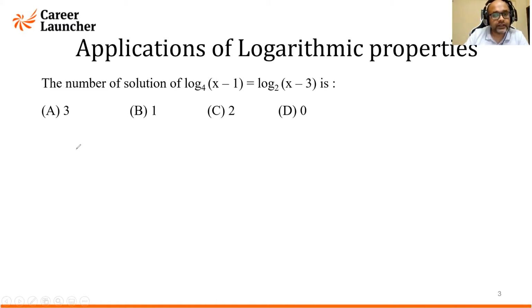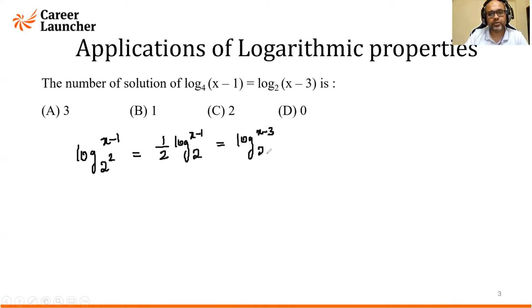So the idea here is you convert this 4 into 2, or you convert this 2 into 4. Now how do we do that? We all know that I can write my left hand side as log x minus 1 and I can write it as 2 square. And right hand side, okay, before going into right hand side, let me simplify this. This will become half log x minus 1 to the base 2, which is equal to right hand side now x minus 3 base 2. Now if I bring this 2 to the right hand side, this will become log x minus 1 to the base 2, which is equal to 2 log x minus 3 to the base 2.